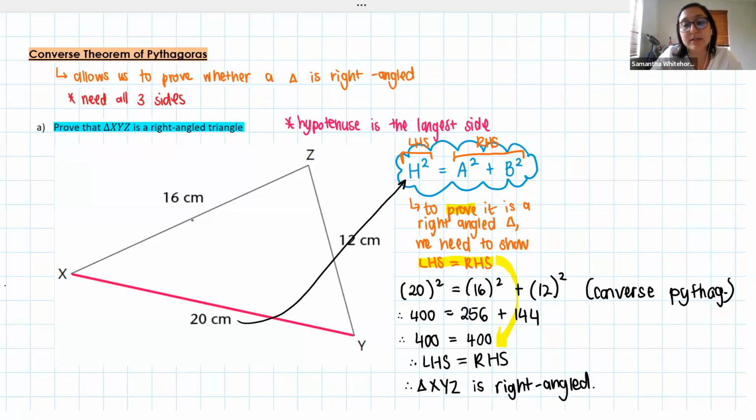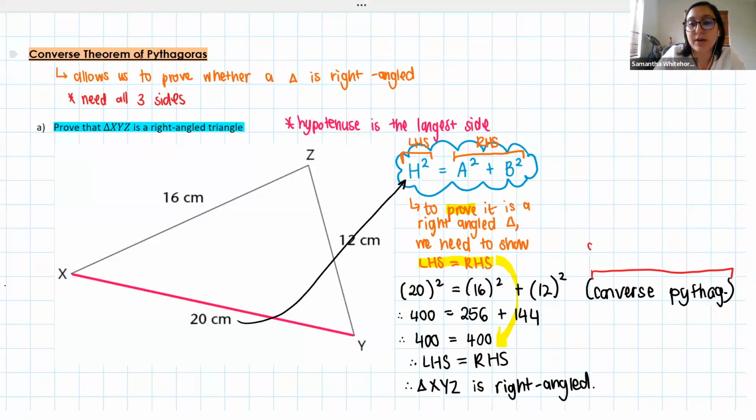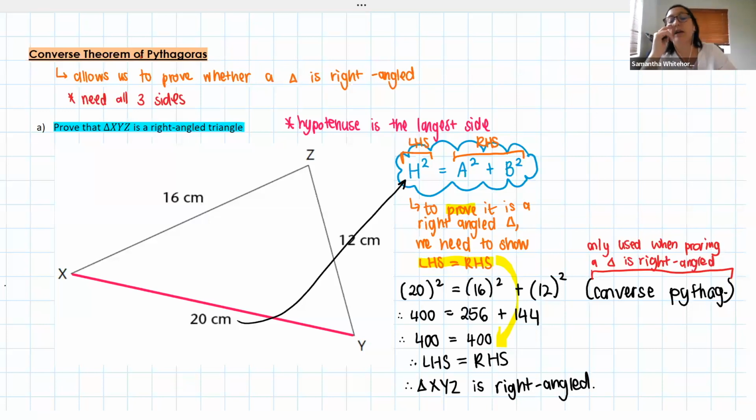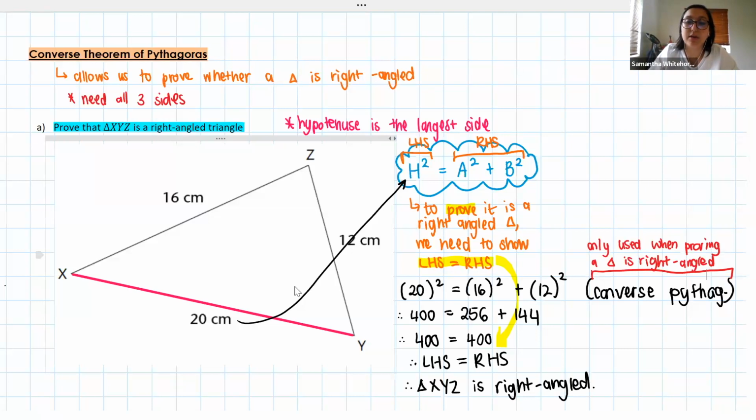Okay, so this reason is only used when we're trying to prove a right angled triangle. Otherwise, if it's a normal Pythagoras calculation, so you're working out the length of a side, you will just use Pythag. Converse is only used when we are proving a triangle is right angled.